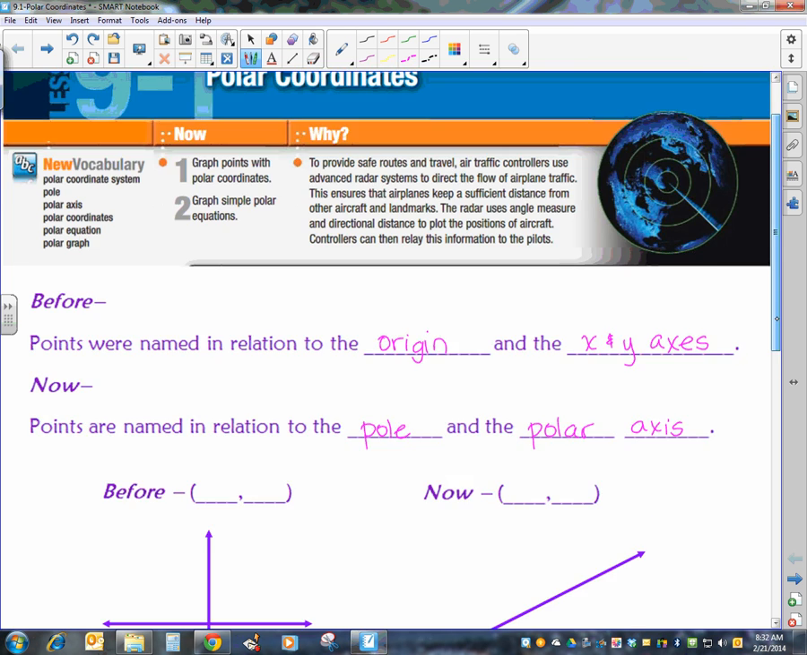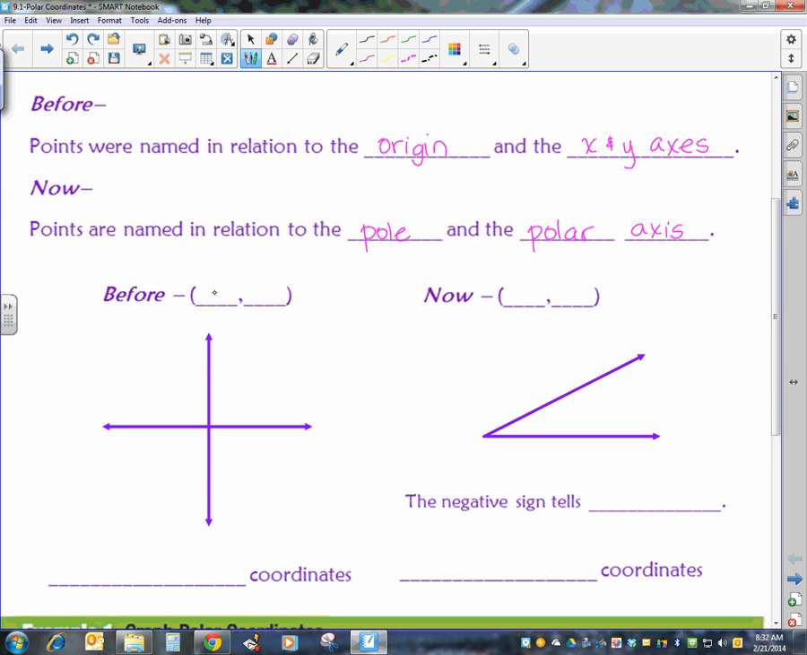Okay, so again, going back to what you've done before, you had an x and a y, you had the origin, and x described your left and right motion, y described your up and down motion, so your horizontal and vertical, all starting from the origin. Now we're going to have points that look like r and theta. Now, this polar axis is also known as the positive x-axis.